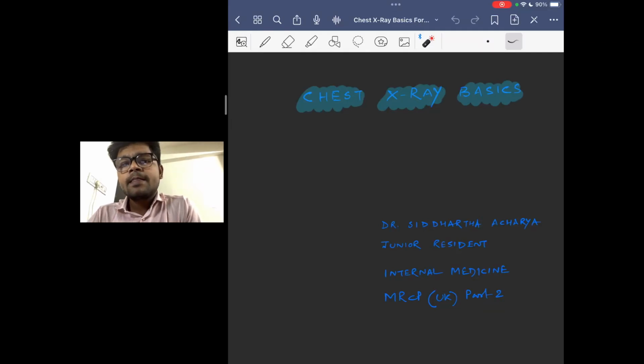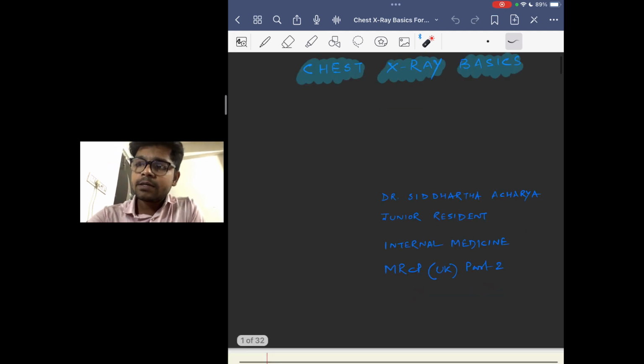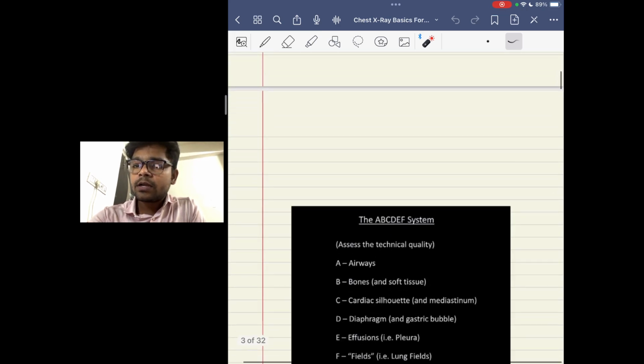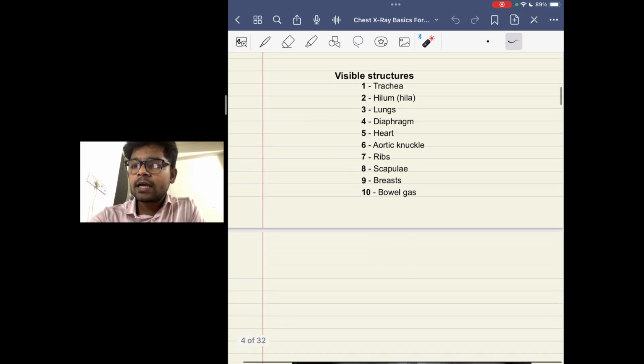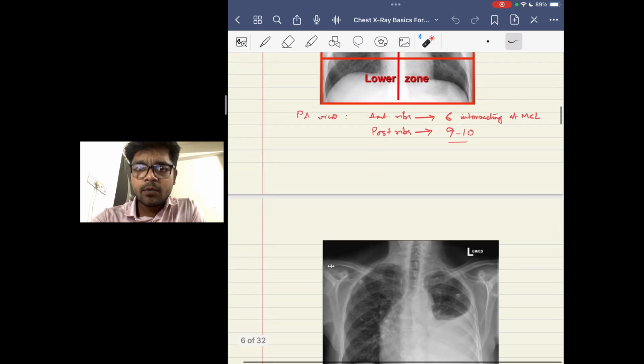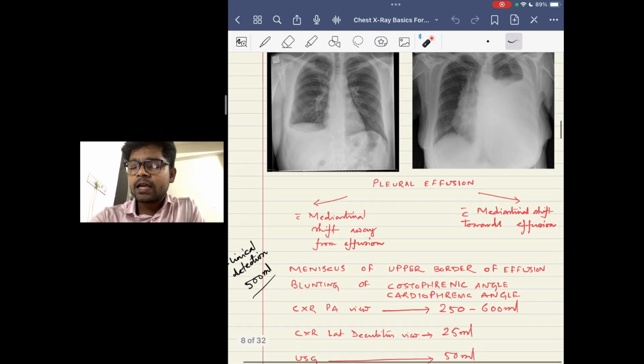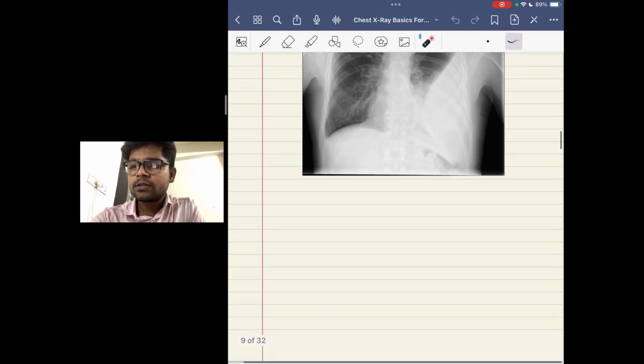Hello everyone. So continuing with the series of chest x-ray basics, in the previous videos we have discussed the normal anatomy seen in a chest x-ray, and then we have discussed pleural effusion. So today we will be discussing a few important x-rays pertaining to collapse and consolidation. Important x-rays. So we have discussed all this.